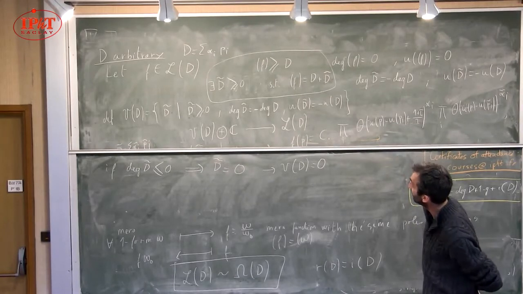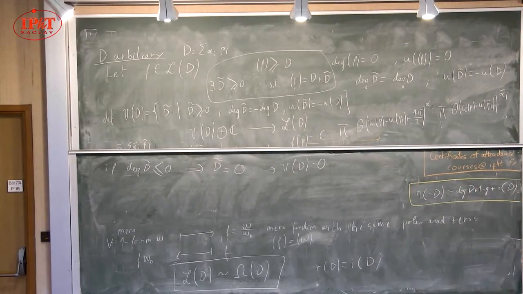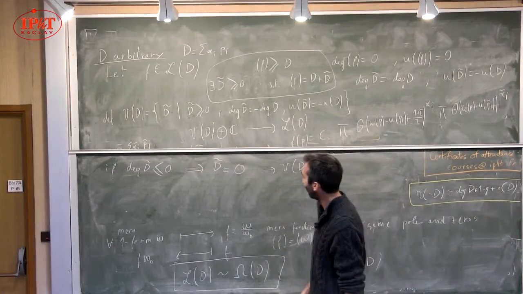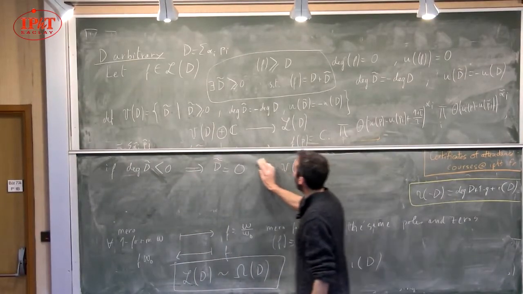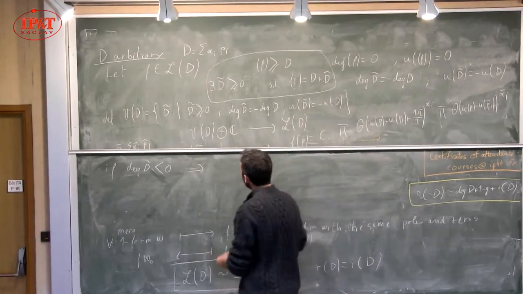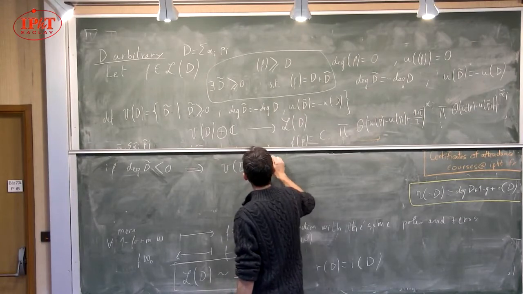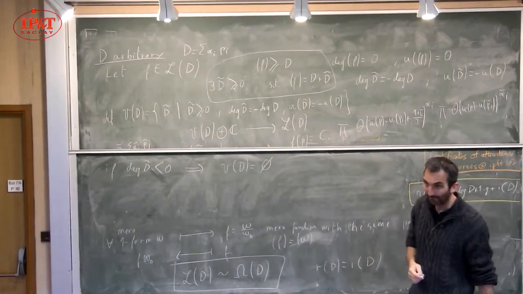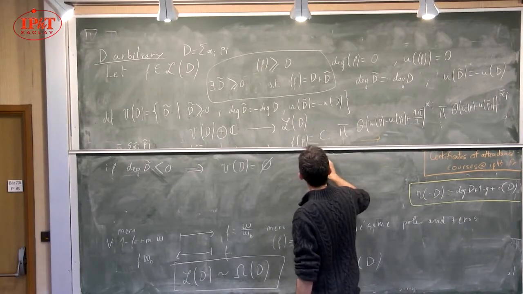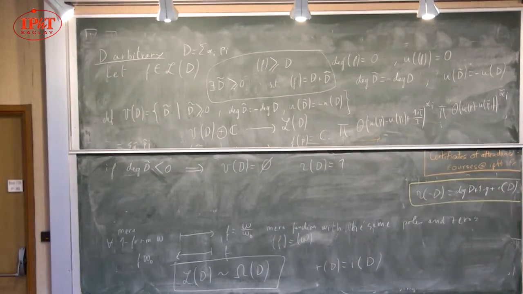Which means that L of d should be, sorry. It depends whether you count the constant. So let's take the case where it's strictly negative. Then it's an empty space. V of d is empty. So which means that basically the only thing you have is the constant. So which means that the dimension of L of d is 1. Should be 0.